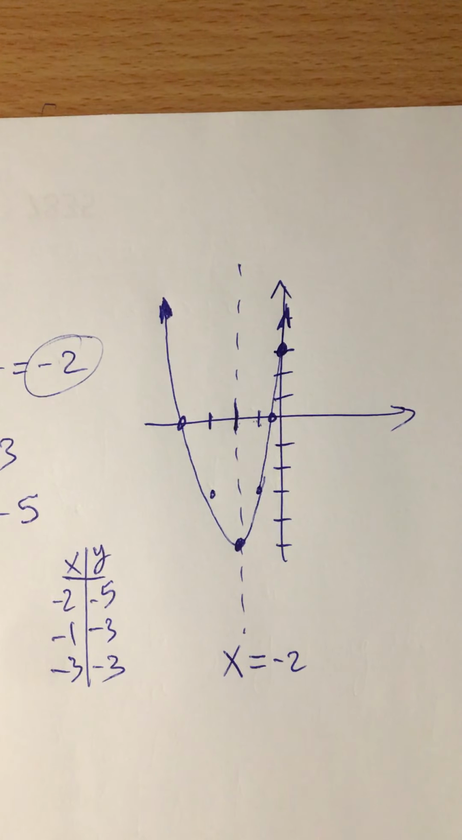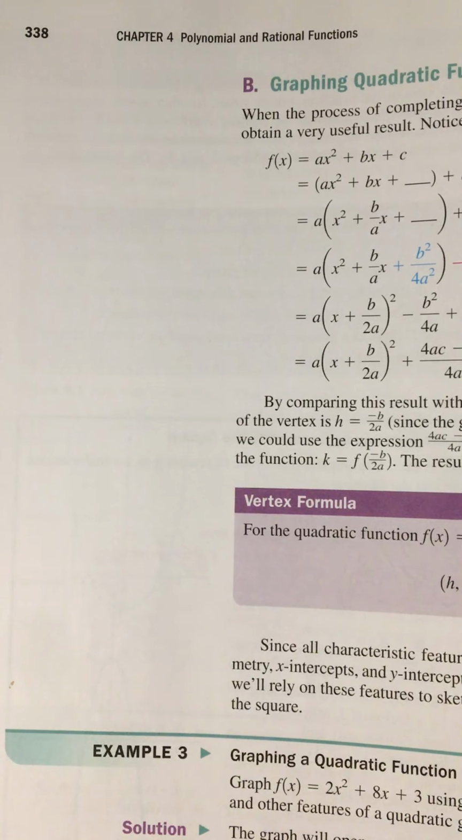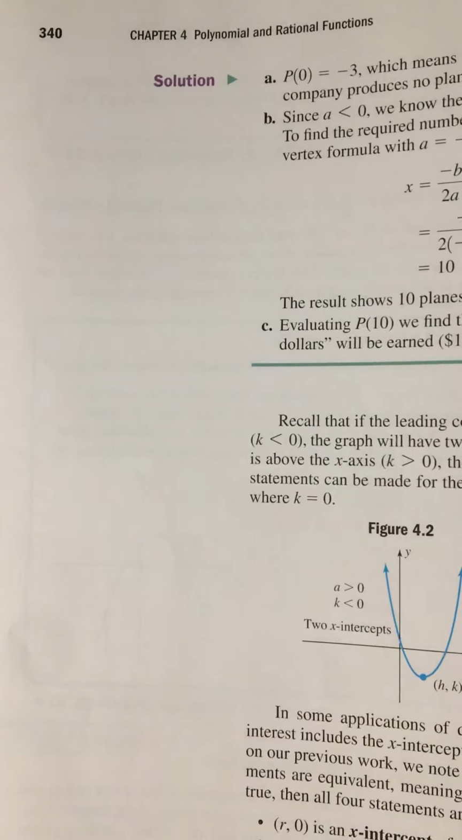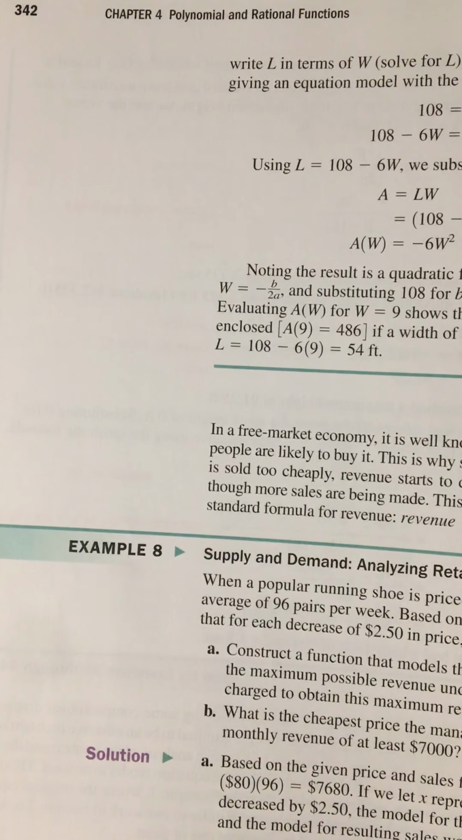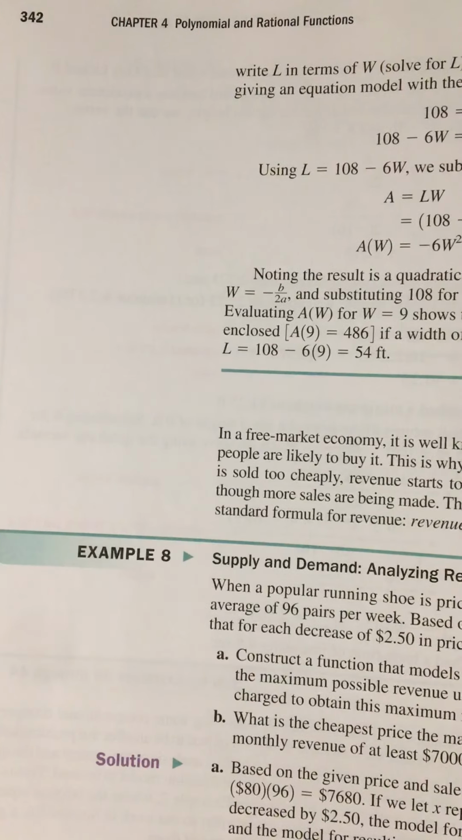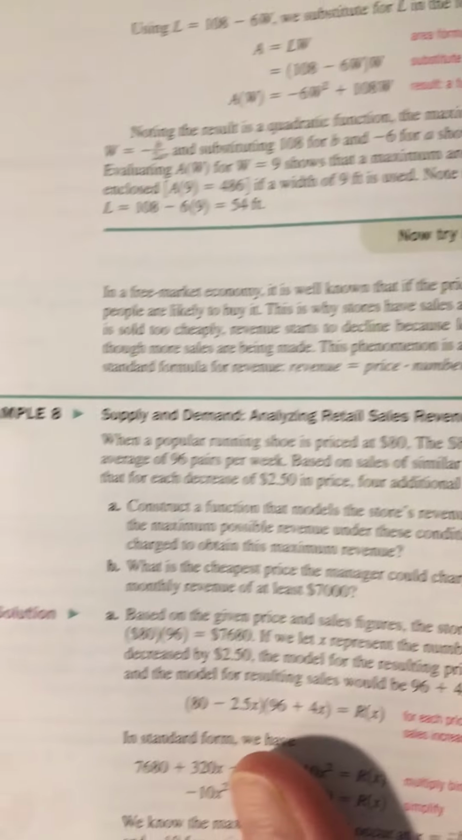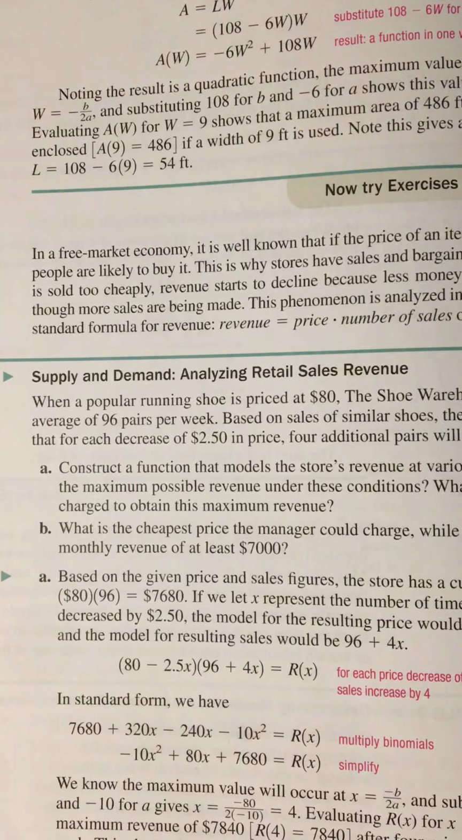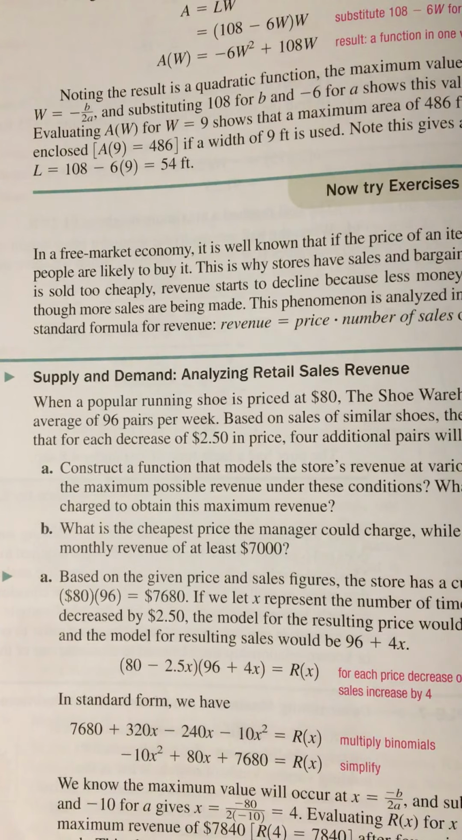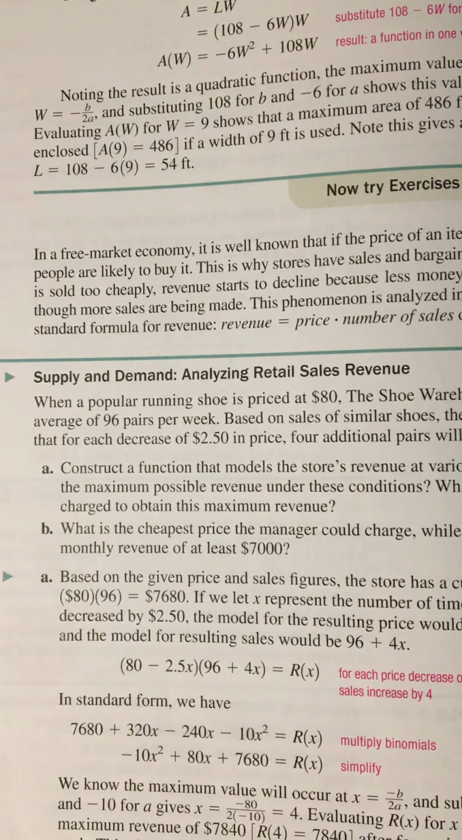Okay, so that was one example. Let's see if you have another one. I'm picking one from the book. Supply and demand. This is a good example. Number 8 on page 342. So make sure you look at the section and read it. You don't have to read everything, but look at it, especially the examples and how they solve them.